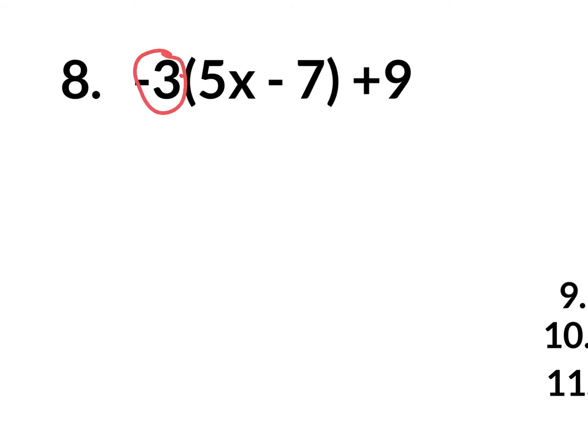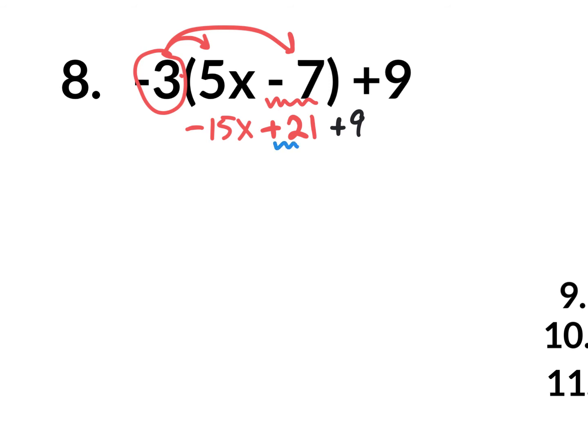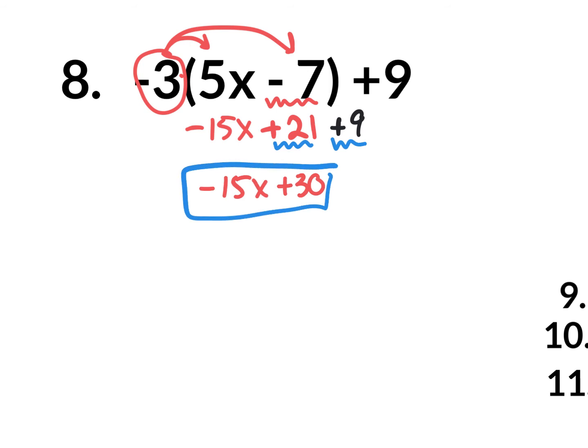So I'm going to distribute -3 times 5x, that's -15x. -3 times, I want to call this a -7. A -3 times a -7 is a positive 21. And then I'm going to bring down that +9 out here at the back. So now I have 3 terms, and out of those 3 terms, I could combine x's with x's and numbers with numbers. That means I want to combine the 21 with the 9, and that'll give me 30. So my final answer is going to be -15x plus 30. Okay, and that's it. Let's move on to the next question.